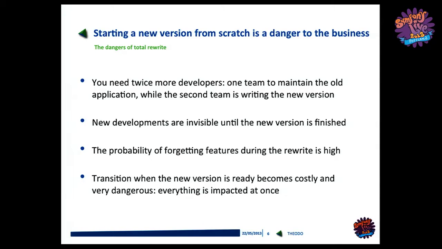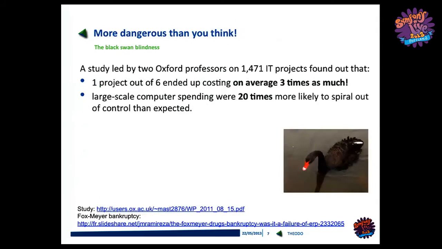Now, the interesting thing is that often when I mention these points to people, they say, yeah, but I'm aware of the risks. Don't worry, we'll test it for months. But it's actually more dangerous than you think. This idea is based on a study made by two Oxford professors on a huge number of IT projects. They found out things we already know, that usually IT projects end up costing more than expected. The number is quite amazing: 1 out of 6 ends up costing 3 times more. So it's not 30% more, it's really 3 times.